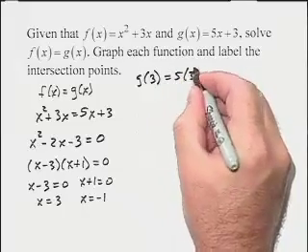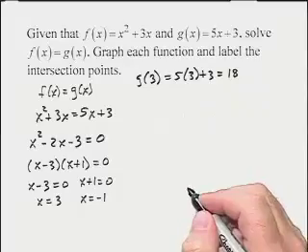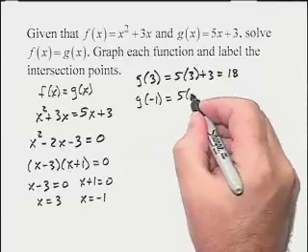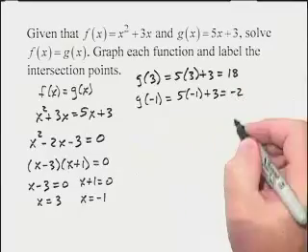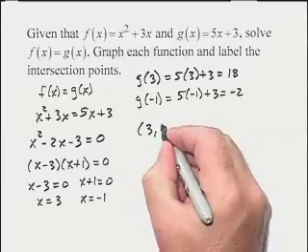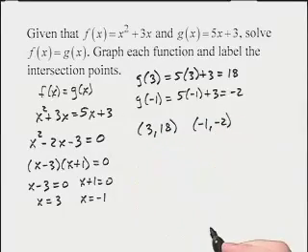That's 5 times 3 plus 3. This gives us 15 plus 3, which is 18. And g of negative 1 is 5 times negative 1 plus 3, which is negative 5 plus 3, or negative 2. So the intersection points will be (3, 18) and (negative 1, negative 2).